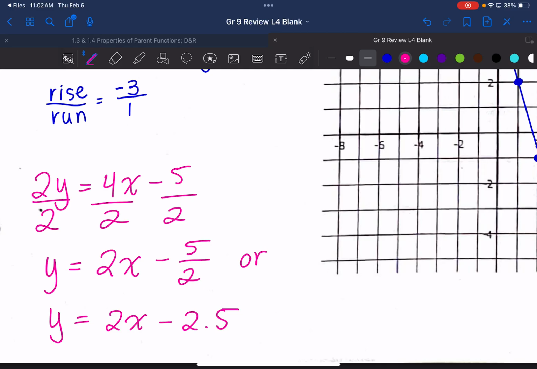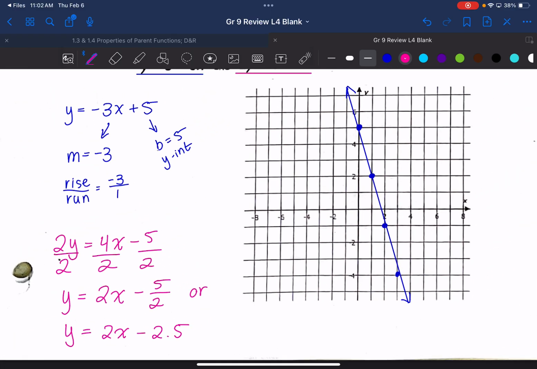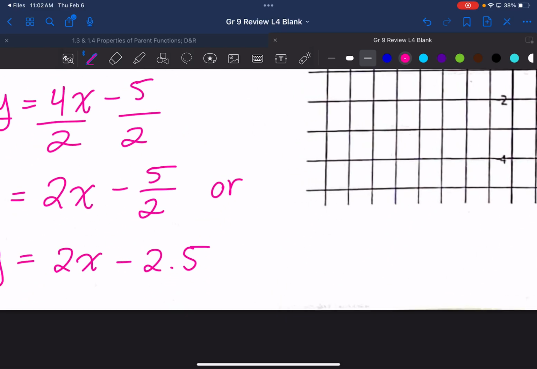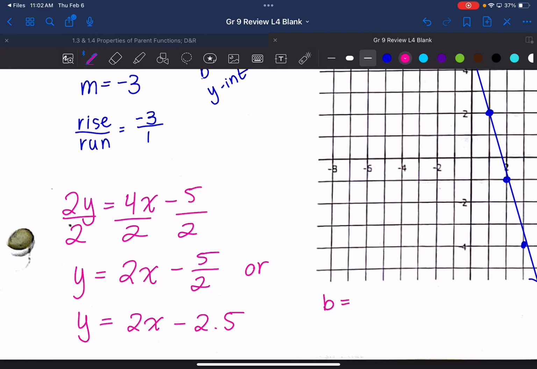For example, if I said plot 5 over 2, you might be like, I have no clue where that is. Versus if I told you to plot 2.5, you'd be like, oh, I know where 2.5 is. Right? And that's exactly what we're going to do. We're going to plot. So I see that my starting point is going to be what? What's my B for pink? B is going to be -5. This is for pink. Negative 2.5. And then your slope, or your rise over run, is just 2.